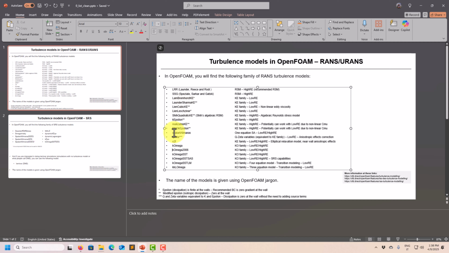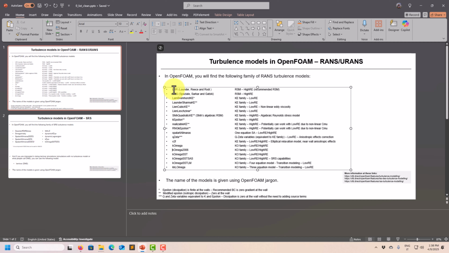Then you also have the Q zeta. We studied this one, which is, let's say, a sibling of this one, but with a manipulation. What is interesting about this one is that by changing a coefficient, you can have an anisotropic effect. If anisotropic effect is important for you, I would say the V2F is a fantastic model. Not only for anisotropic effect, but also if you move to URANS, this model tends to perform better. And then you will have the final models, which are the Reynolds stresses. And here, of these two, I would say the best one is the LRR. So it is up to you.